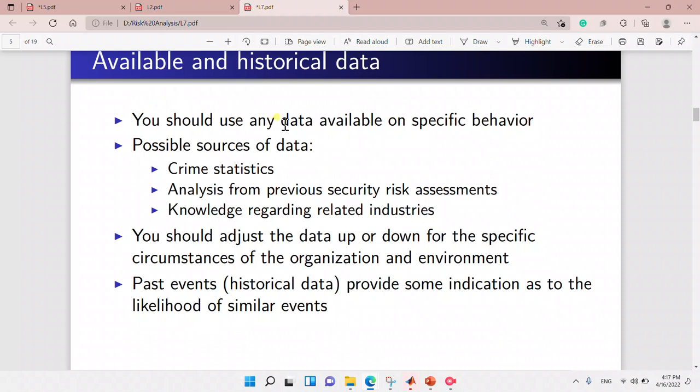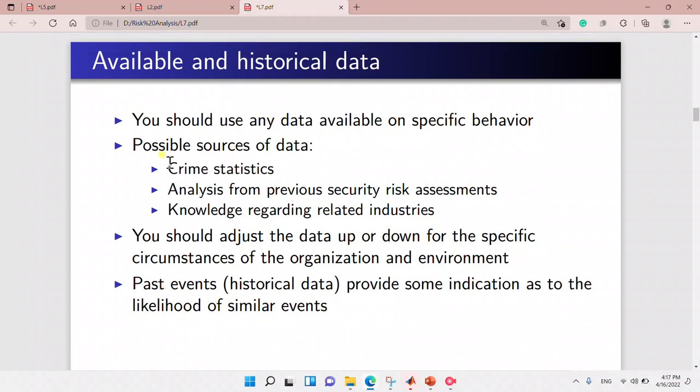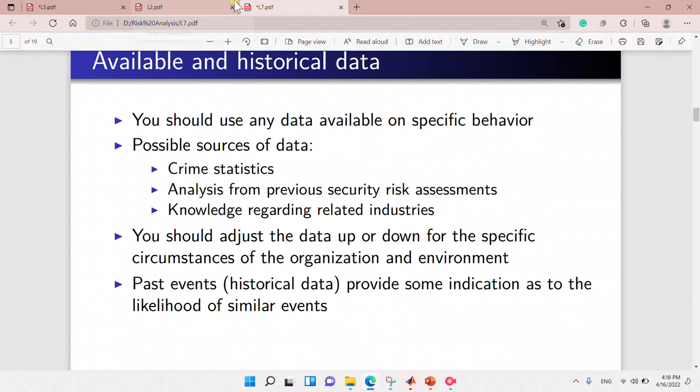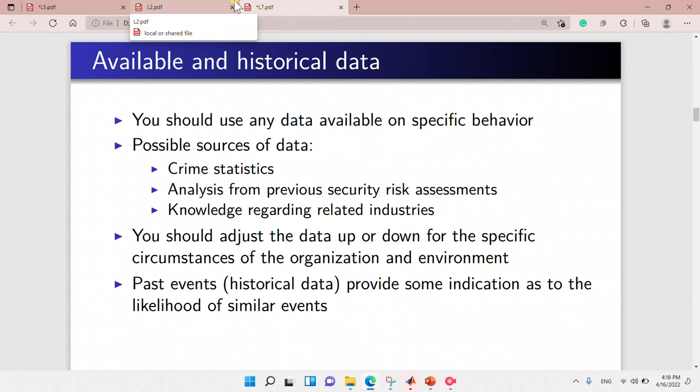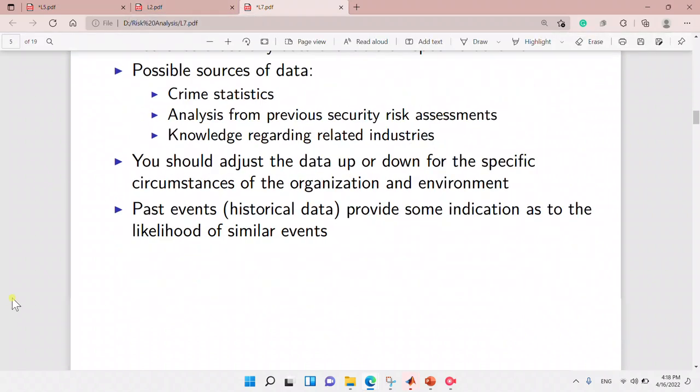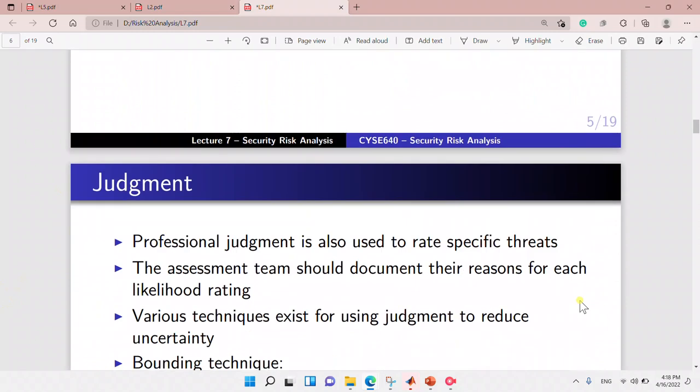So what we should do is try to find any available historical data, مثلا crime statistics, analysis of previous security risk assessments, knowledge regarding related industries. You should adjust the data up or down for the specific circumstances of the organization and environment. We should use the past events to provide some indication as to the likelihood of similar events. Okay.